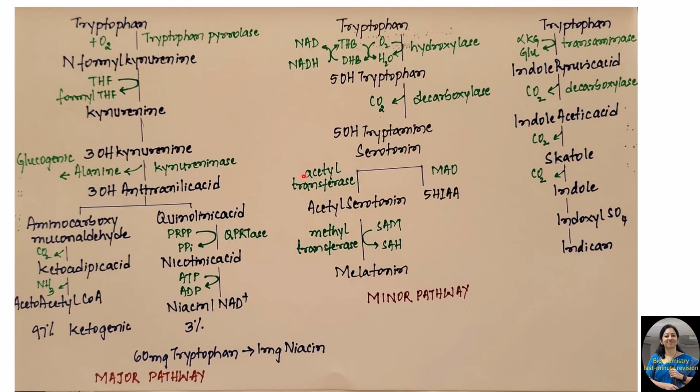Serotonin undergoes acetylation to form acetyl serotonin, which undergoes methylation to form melatonin, and serotonin is degraded by monoamine oxidase to form 5-hydroxyindole acetic acid. Tryptophan at the level of the intestine is acted upon by transaminase to form indole pyruvic acid, which undergoes decarboxylation to form indole acetic acid. This gets converted by decarboxylation to skatole, indole, indoxyl sulfate and indican.